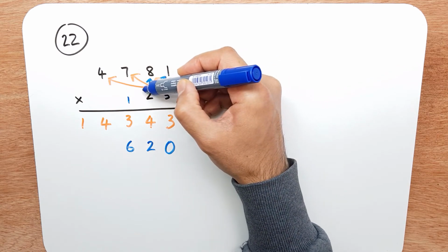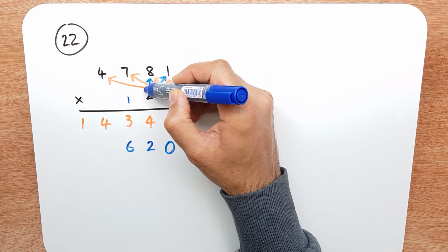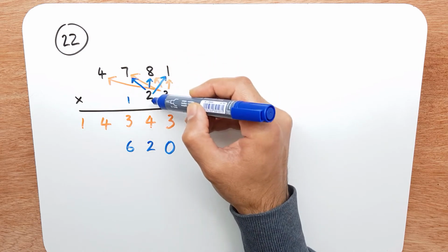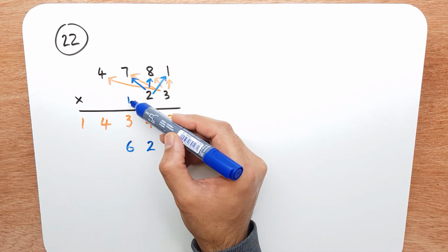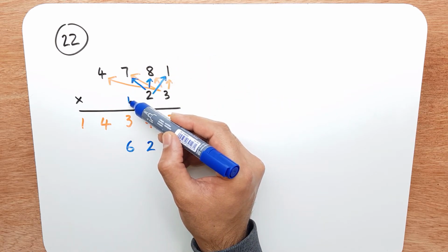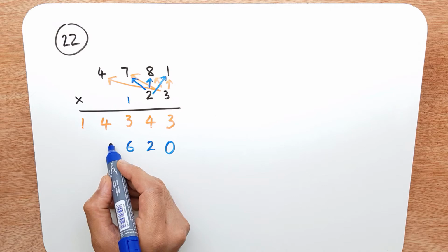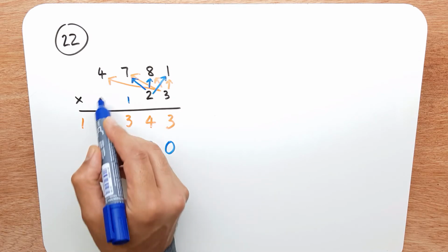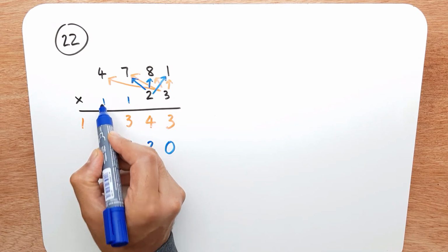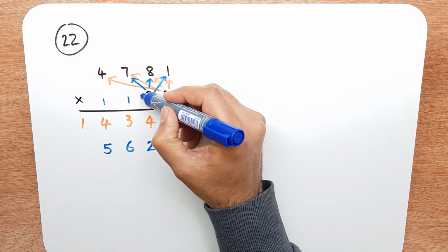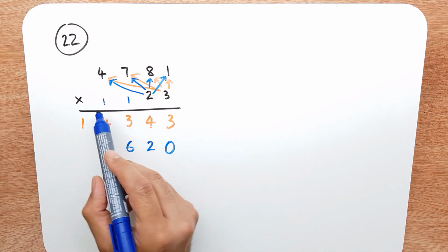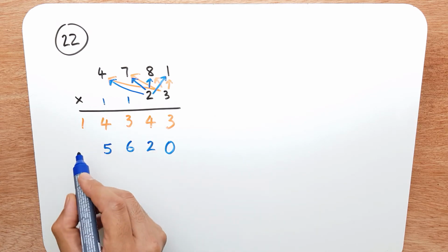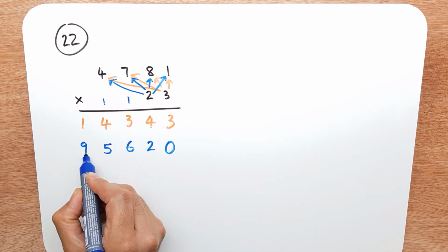Now it's 2 times 7. So that is our calculation. 2 times 7, which is 14. Plus the 1 we've carried over, which makes it 15. So we put 5 here and carry 1 over to the next column. And finally, we do 2 times 4, which is 8, plus the 1 we've carried over, which is 9.